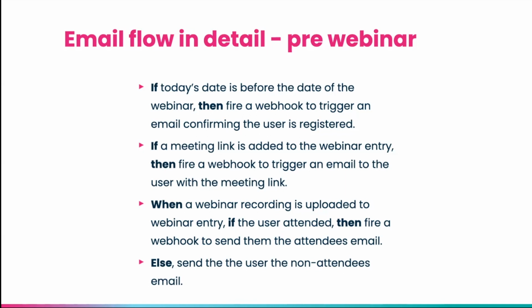And then if it is, we fire a webhook to trigger an email to the user, including that meeting link from the entry. Once a webinar recording is uploaded to a webinar entry, if the user is marked as attended, then we fire a webhook to send them the attendee email, thanking them for attending, including the link to watch the recording. Otherwise, if they didn't attend, then we send them the non-attendees email saying that we're sorry we missed them, but also including their recording.